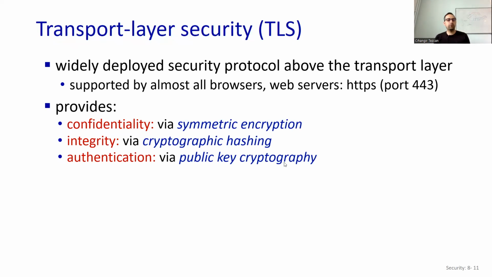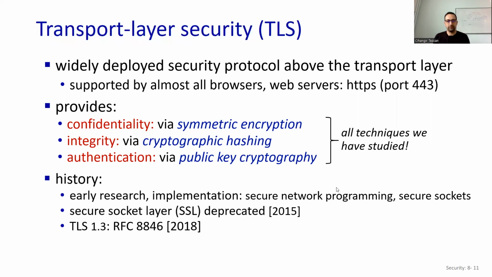Okay, so it provides confidentiality via symmetric encryption like AES and ChaCha, and integrity via cryptographic hashing. Here, not like the book says, it is not MD5 or SHA-1, but it is SHA-2. Authentication is via public key cryptography, and we have already seen all of these topics. Okay.